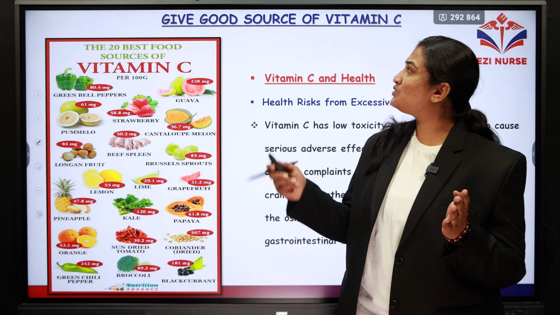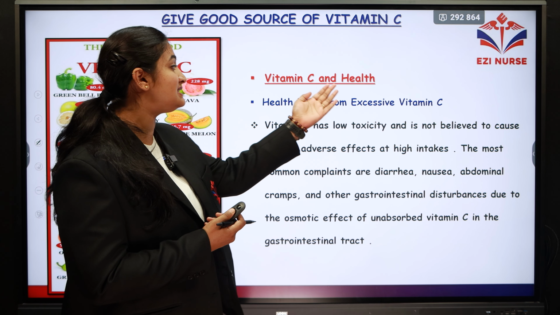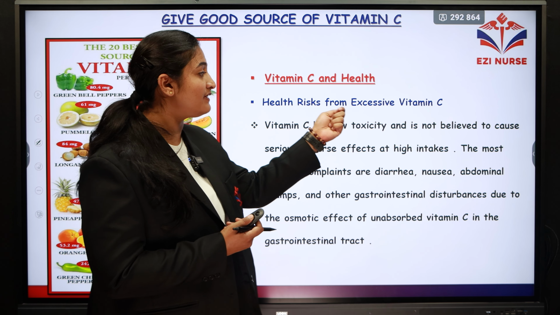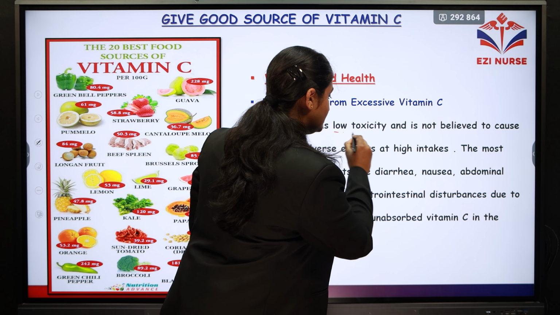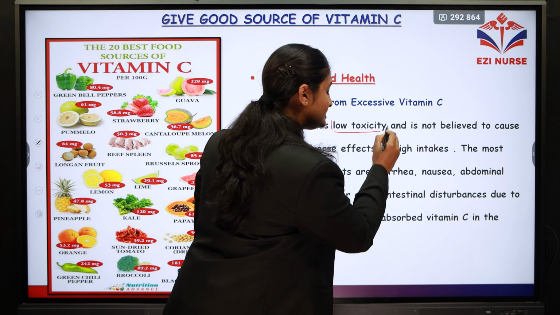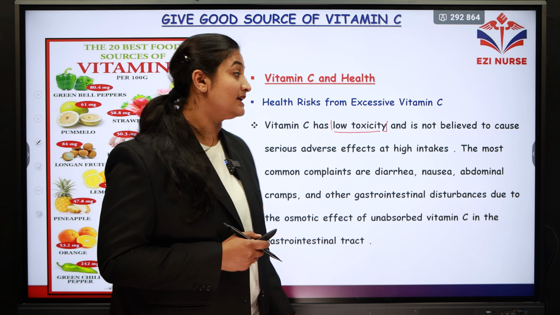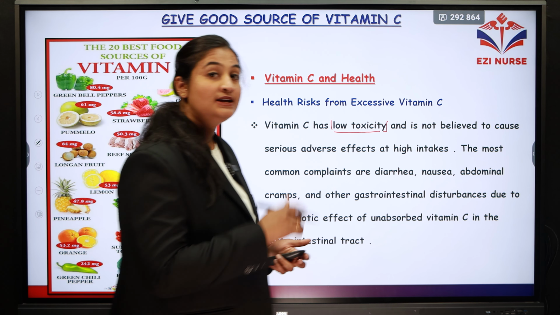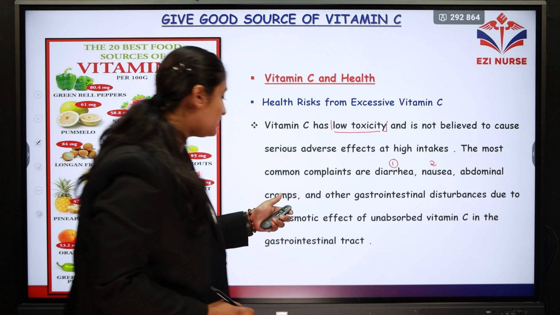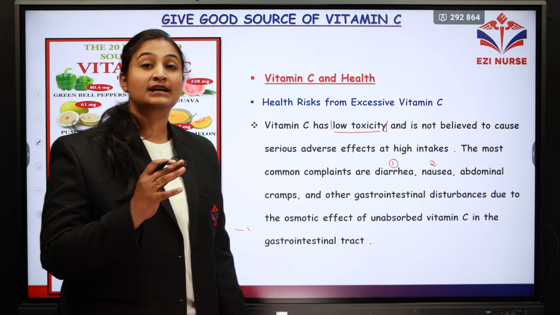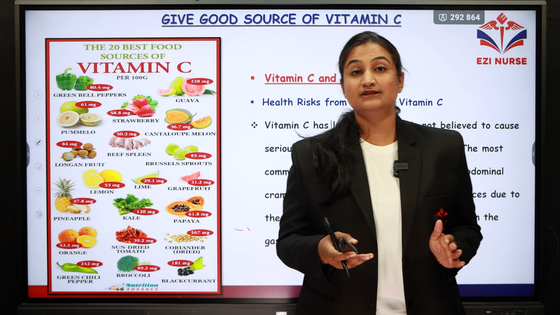Next, what are the sources of vitamin C? Here again you have some points: vitamin C and health. There are some health risks from excessive vitamin C. What are they? Vitamin C has low toxicity, and is not believed to cause serious adverse effects at high intakes. The most common complaints are diarrhea, nausea, abdominal cramps and other gastrointestinal disturbances. This is what excessive vitamin C can cause in your body.